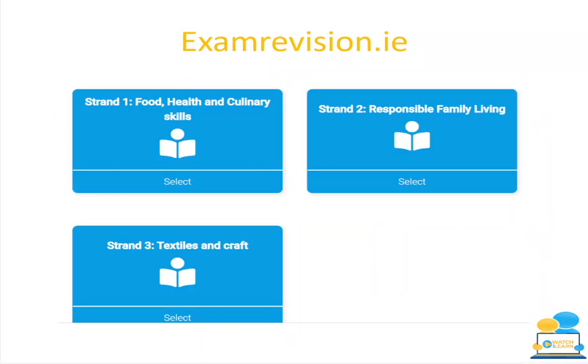So on the ExamRevision website for home ec, I've divided it into the 3 strands according to the junior cycle specification. So we have strand 1, which comprises food, health and culinary skills. Strand 2, which is responsible family living, and that is where information pertaining to this chapter, the family, can be found. There is also strand 3, textiles and craft.